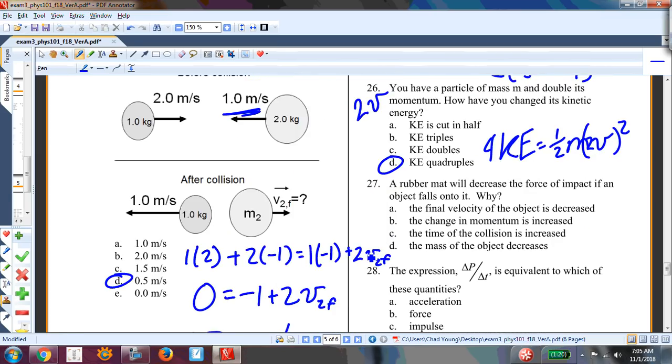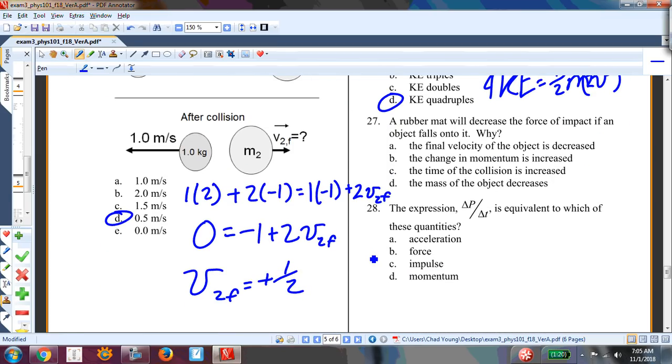A rubber mat will decrease the force of impact if an object falls onto it. Why? Because I've increased the time of collision. So when you have a rubber mat like that and something falls onto it, this slows it down until it stops, which causes your F equals delta P over delta T. It increases the delta T, which causes the force of impact to decrease. That's why it feels softer.